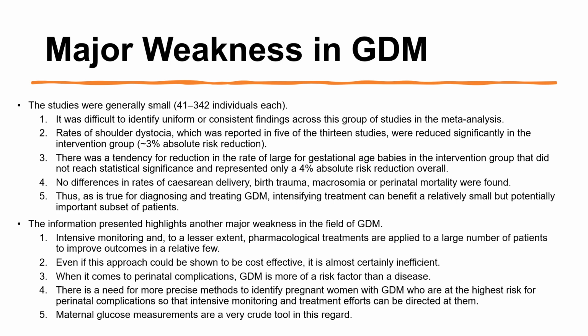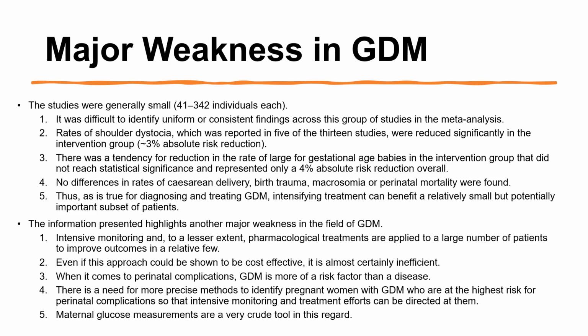There are major weaknesses in the study of GDM. First, the studies were generally small, between 41 and 340 individuals each. As might be expected, it was difficult to identify uniform or consistent findings across this heterogeneous group of studies in the meta-analysis. Rates of shoulder dystocia, which was reported in 5 of the 13 studies, were reduced significantly in the intervention group, around 3% absolute risk reduction. There was a tendency for reduction in the rate of large for gestational age babies in the intervention group that did not reach statistical significance and represented only a 4% absolute risk reduction overall. No important difference in rates of cesarean delivery, birth trauma, macrosomia, or perinatal mortality was found.